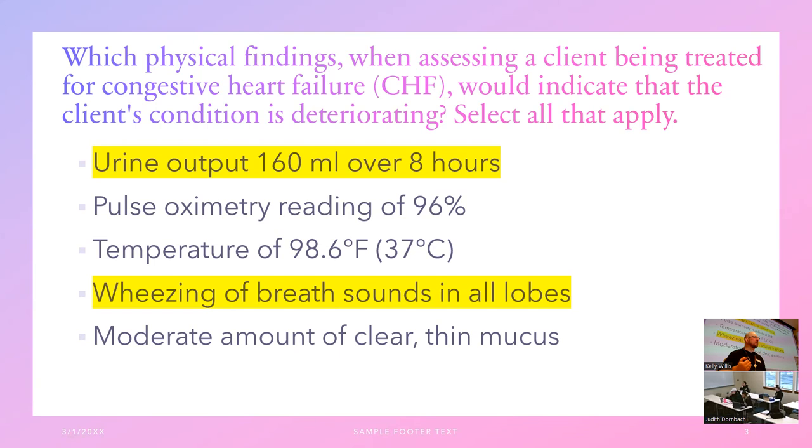So the correct answers would be urine output, 60 milliliters over 8 hours. And I don't know if you've done the reading with AP or any other class, but the normal is generally we want to see 30 milliliters of urine an hour, and this would put us about 20. So we kind of want to watch for that. And wheezing of breath sounds in all lobes.